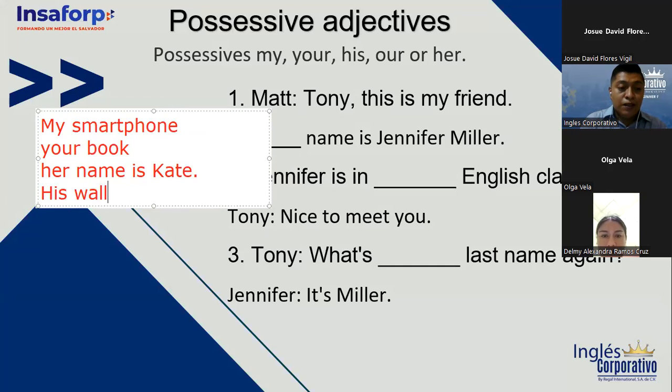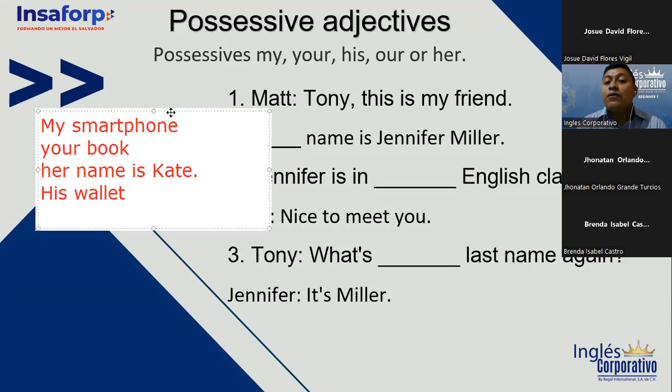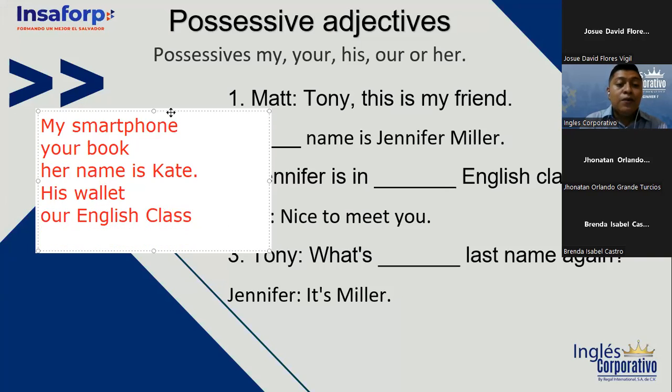His wallet, for example, la billetera de él, his wallet, su billetera. Y si algo es de nosotros, utilizo our. Okay, our English class, for example. Nuestra clase de inglés, our English class. Y si algo es de ellos, voy a utilizar ¿cuál? Possessive adjective.